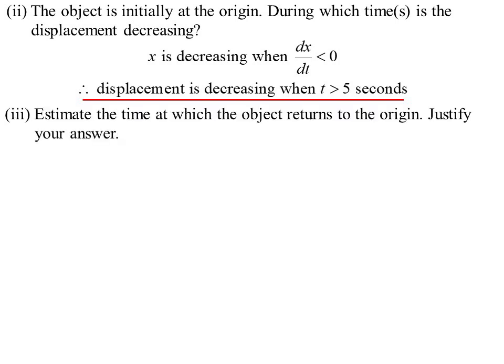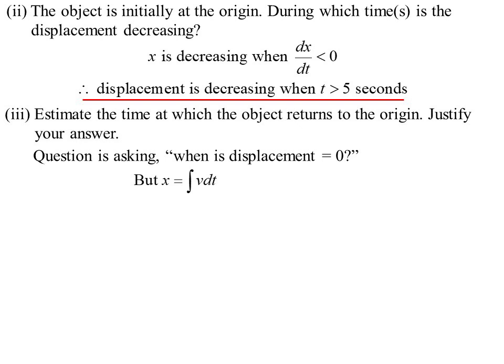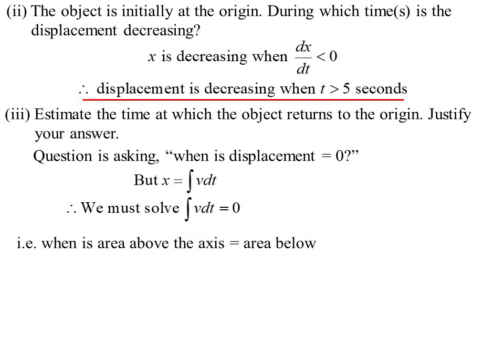Estimate the time at which the object returns to the origin, again justifying your answer. So it's the same sort of question as before. It's saying, well, when's the displacement equal to 0? Right? It's returned back to where it started from. So its overall displacement is 0. Displacement is the integral of velocity, and we have a lovely velocity time graph we can work with. We have to solve that integral. When is the area above the same as the area below?